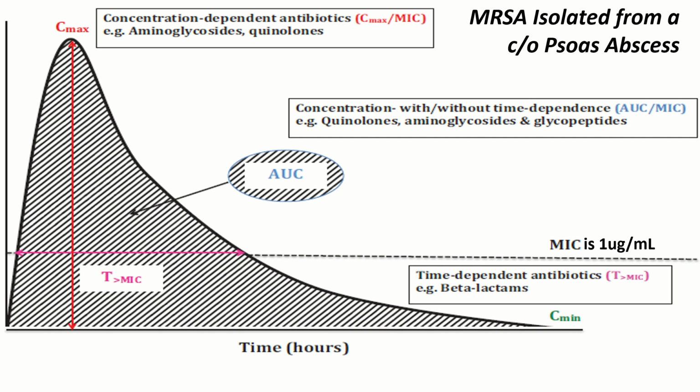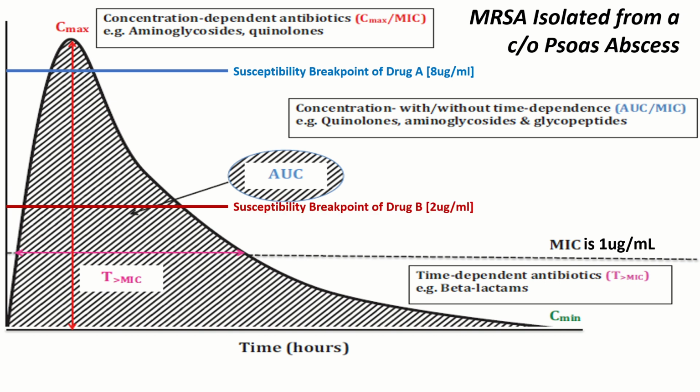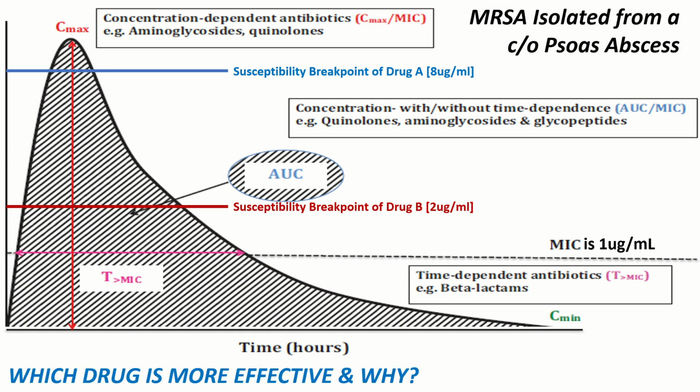Now let us say we have a case of MRSA that is isolated from a case of psoas abscess, and the MIC for drug A and drug B is 1. We are testing two drugs, drug A and drug B. Drug A has got a susceptibility breakpoint of 8 microgram per ml, the way that we showed for doripenem and Enterobacterales, just that there is a different value over here. That was 1 microgram per ml, this is 8 microgram per ml. The susceptibility breakpoint of drug B is 2 microgram per ml. Now, according to you, which drug is more effective and why?